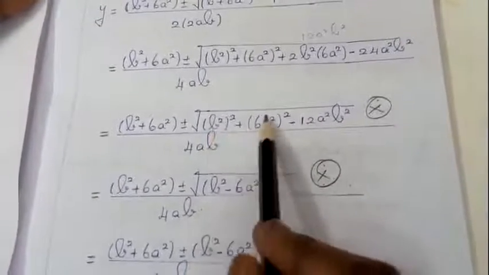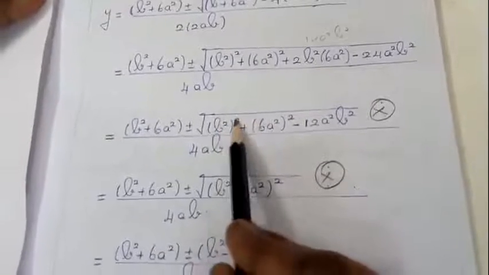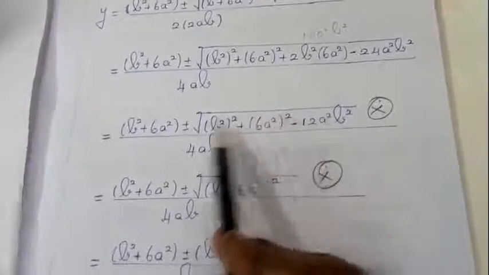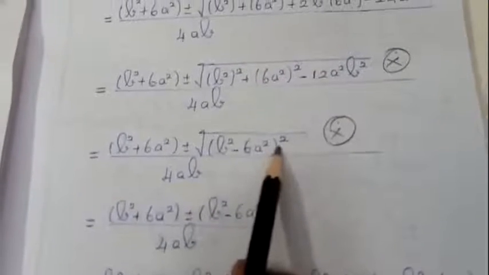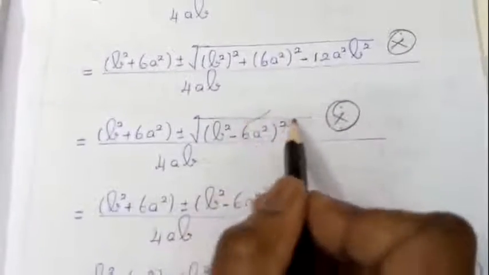I am not multiplying anything. I am not taking it as b to the power 4 or 12a to the power 4. Just see here, b square minus 6a square, the whole square. I am just converting this one. After converting, I'm just cancelling the square and square root.